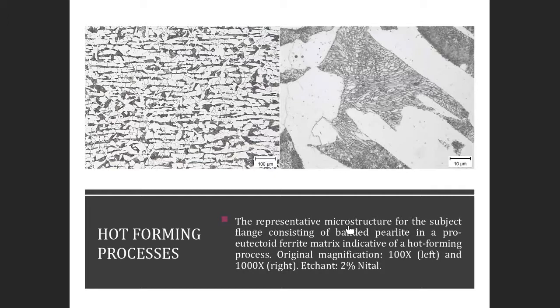Proeutectoid ferrite forms when you have a hypoeutectoid steel. This particular type of steel, I think the carbon content was around 0.3 weight percent. So that is to the left of the eutectoid composition. Upon cooling, proeutectoid ferrite will form first. The remaining amount of austenite will then transform to pearlite during the eutectoid transformation.